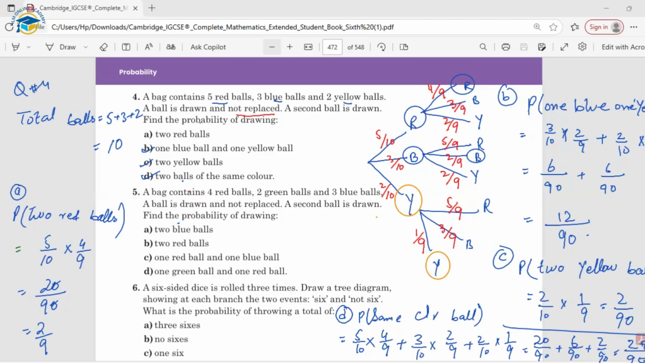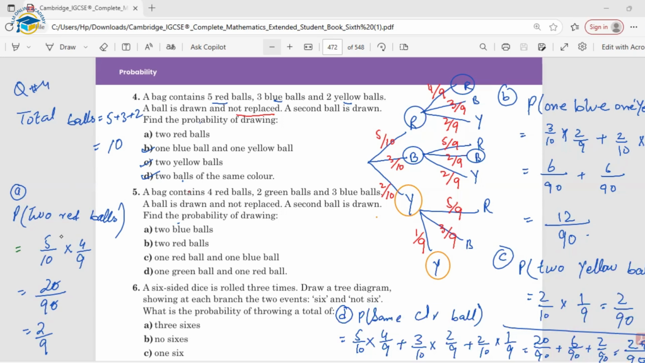So in this way, we have multiple branches, so we need to add the probabilities of different branches, and in this way we will be getting the probability of the two same colored balls. Okay. So these were the four parts, up till D, we have done for question number 4 as well. So hope this as well is clear.